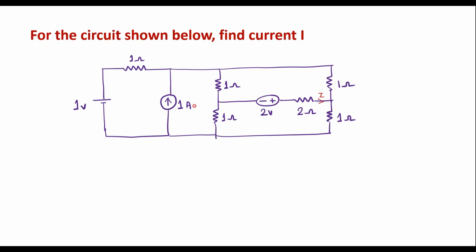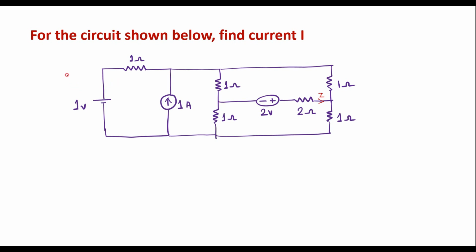By observing this circuit, we can see that here we have 1, 2, 3, 4 loops. If there are 4 loops, it is very tedious to simplify. I will try to convert this into 3 loops. Here we can see 1 volt voltage source is in series with 1 ohm resistor. So here I will apply source transformation and I will try to convert this voltage source into current source.